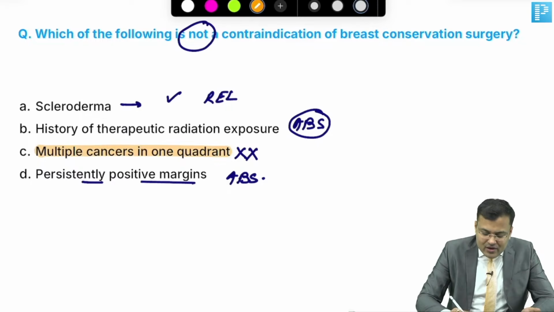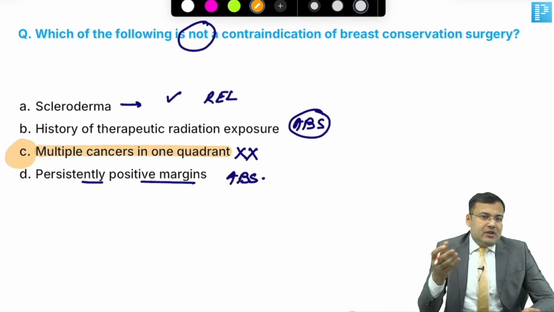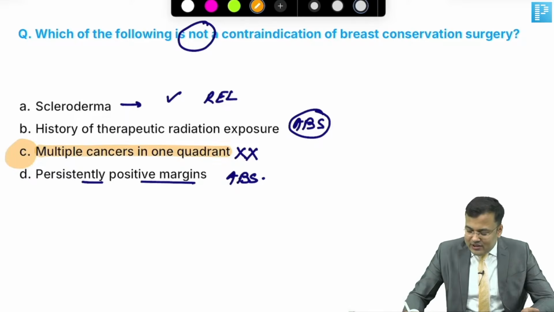So guys, here what is the correct answer? The correct answer is option C. Multiple tumors in one quadrant is not a contraindication. Multiple tumors in two or more than two quadrants, that's an absolute contraindication. So the correct answer is option C.